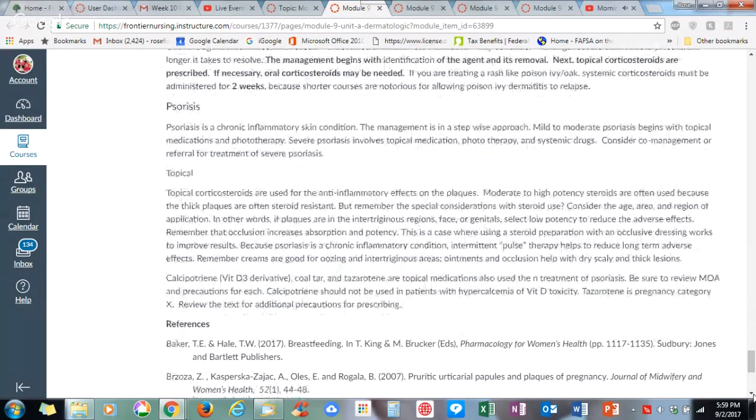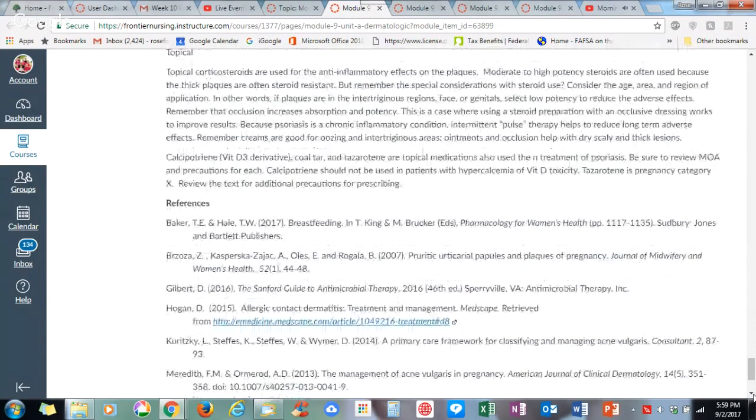Topical corticosteroids are used for anti-inflammatory effects on the plaques. Moderate to high potency steroids are often used because the thick plaques are often steroid resistant. But remember the special considerations of steroid use. Consider the age, area, and region of application. In other words, if the plaques are in the intertriginous areas, face or genitals, select low potency to reduce adverse effects. Remember that occlusion increases absorption and potency. This is a case where using a steroid preparation with an occlusive dressing works to improve results.